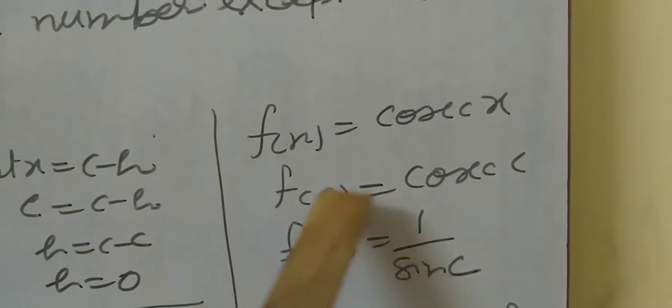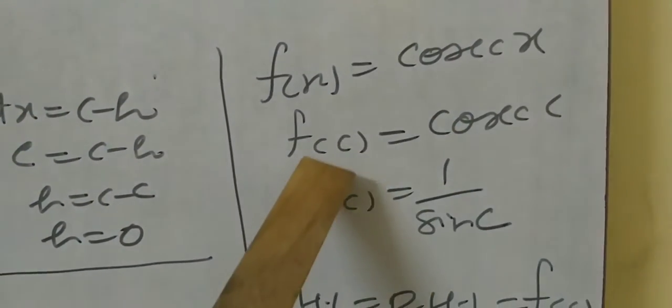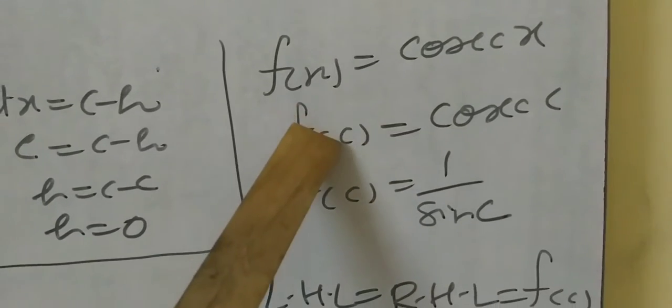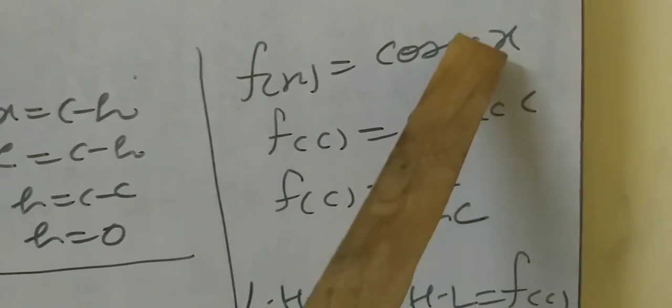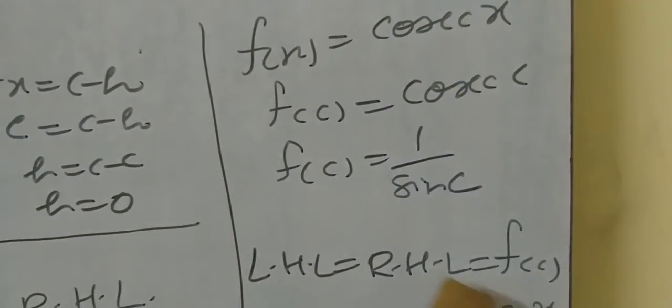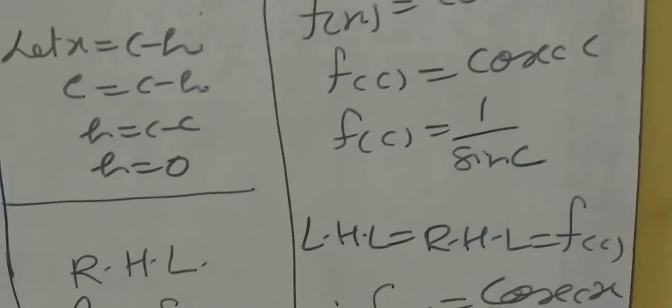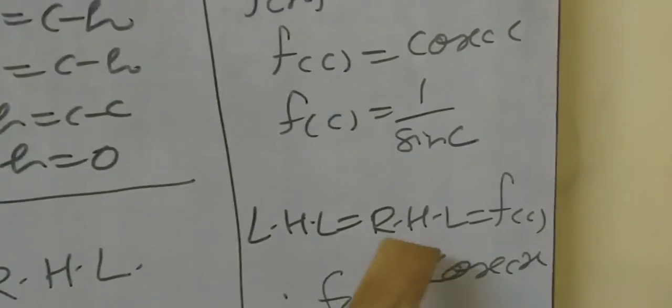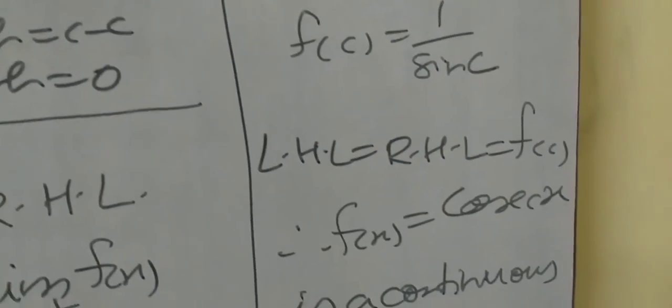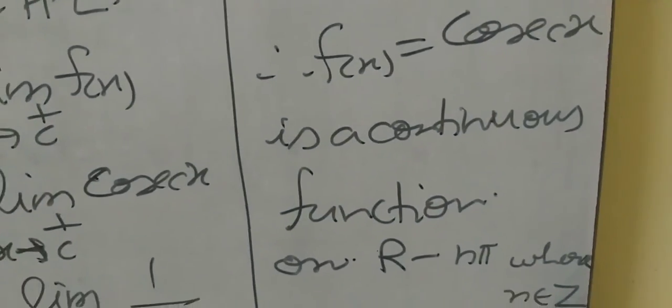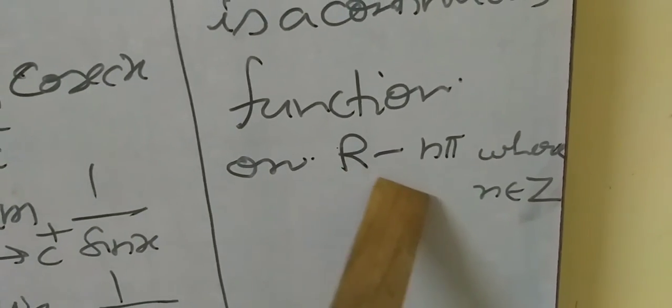Now students, f(x) equal to cosec x. At the point c, we have to check its value. At c, we have to write cosec c, 1 upon sin c. The same will be here also. It will be defined when c is not equal to n pi. So students, we can say LHL equals RHL equal to f(c). f(x) equal to cosec x is a continuous function on R minus n pi, where n belongs to Z.